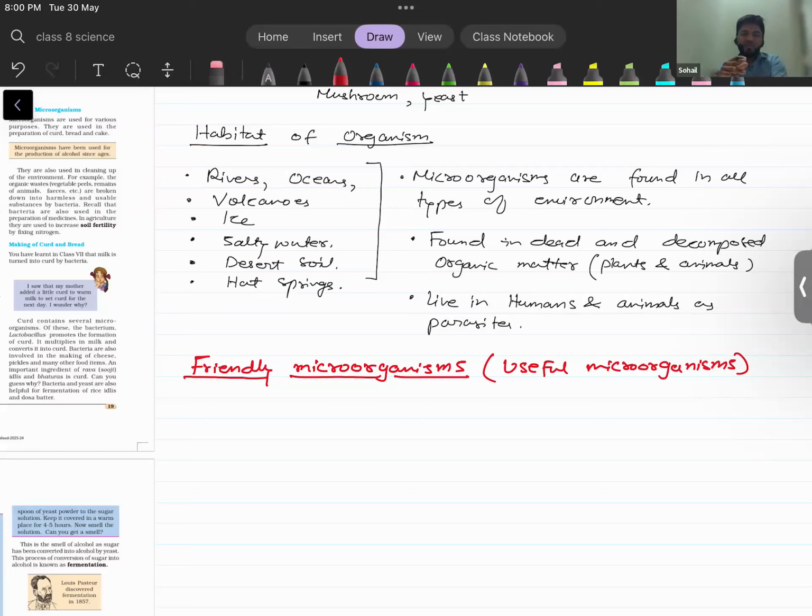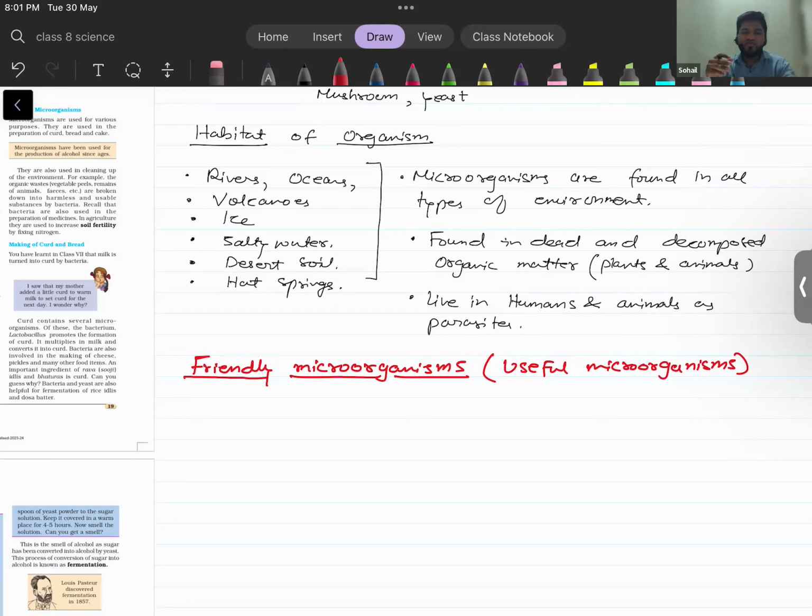Look, remember Lactobacillus. Very good. Lactobacillus is used to make curds. And remember yeast, which is a type of fungus that is used in the process of bread making, and in the production of what? In the production of alcohol.